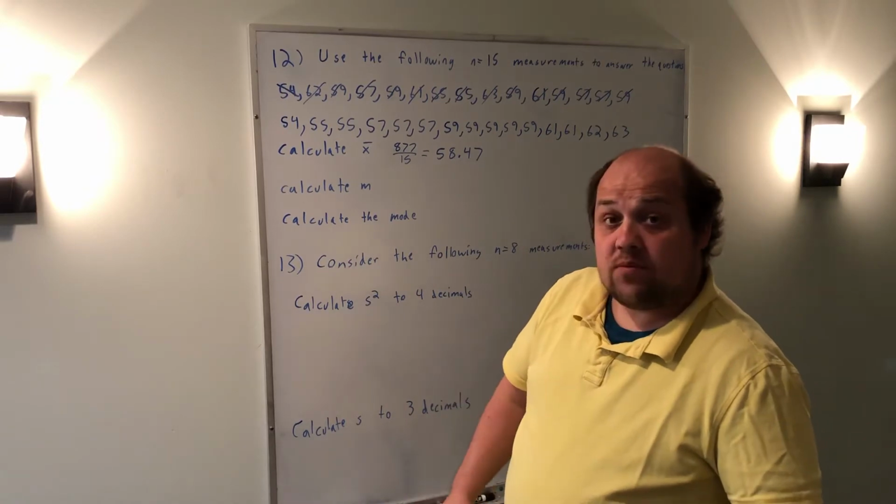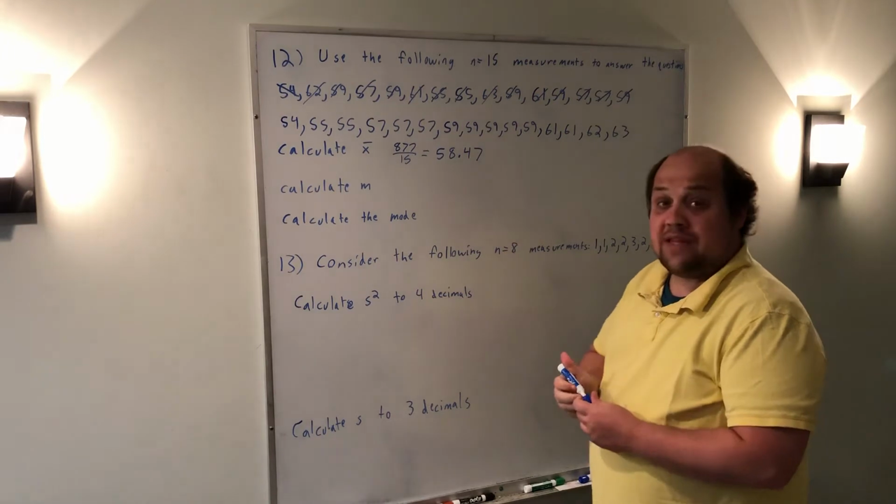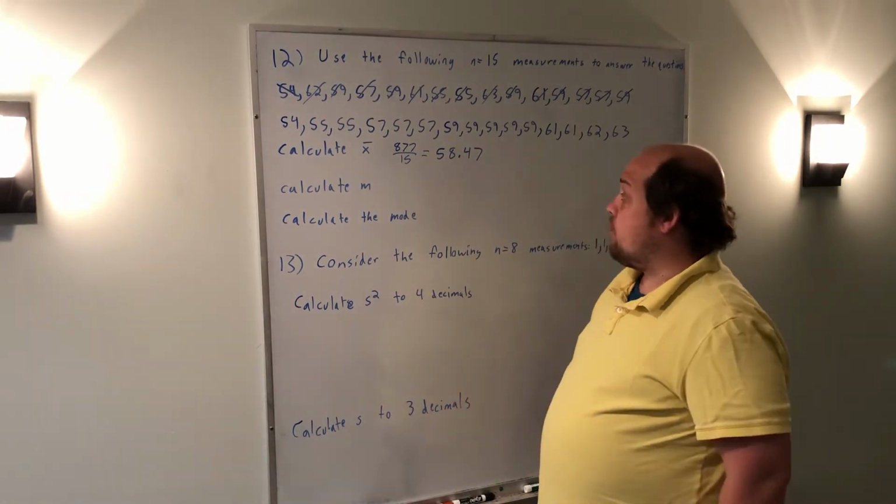I'm going to call it 58.47. Always go to whatever decimal place it tells you to round to. I didn't write anything down here, so I'm just going to 2 decimals, but they should give you a number of decimal places to round to.